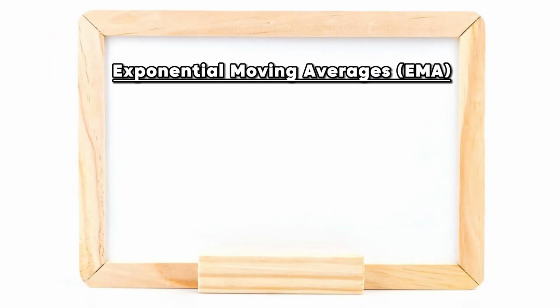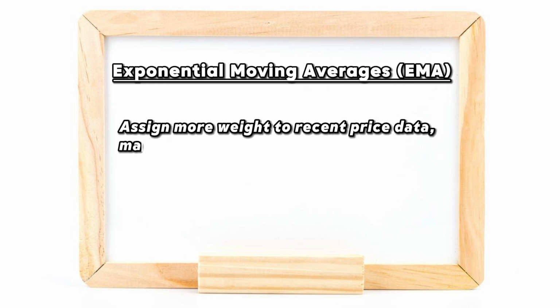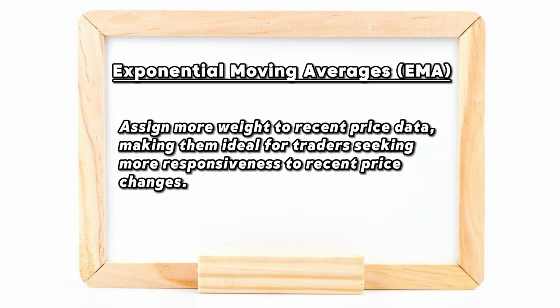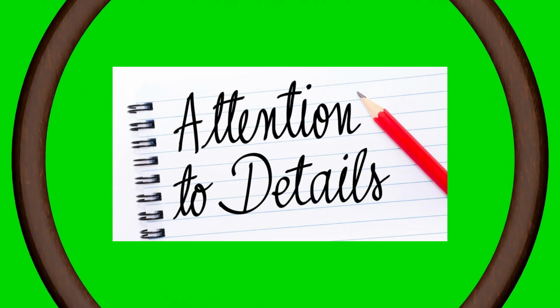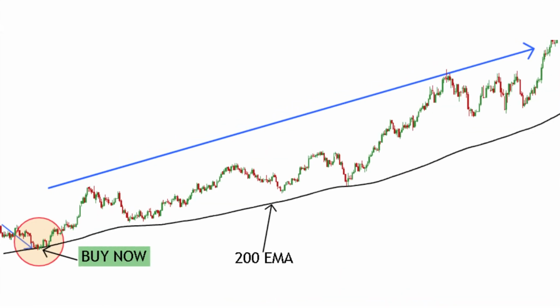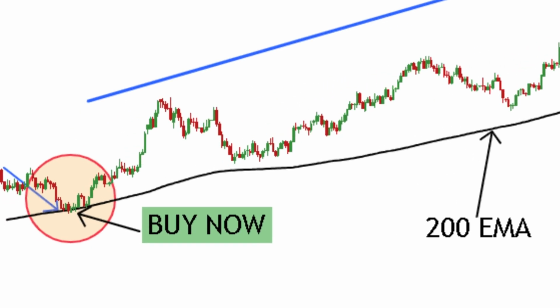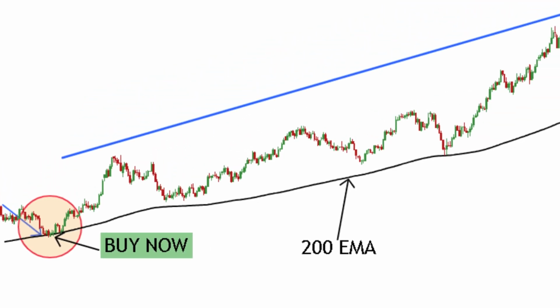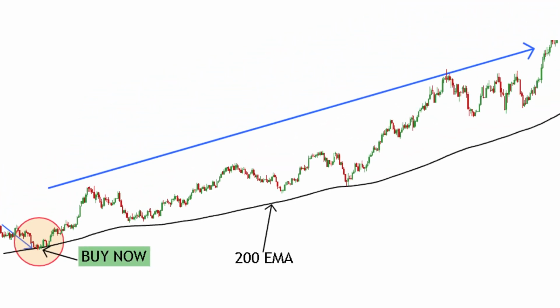On the other hand, exponential moving averages assign more weight to recent price data, making them ideal for traders seeking more responsiveness to recent price changes. It's like zooming in to see the finer details. They can be used for trend continuations, for example. If there's an uptrend and the price retraces back to a 200-day moving average, we can use that moving average line as a support line. If we see a bounce, then we can go long on this trade.